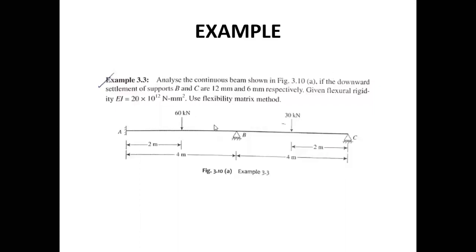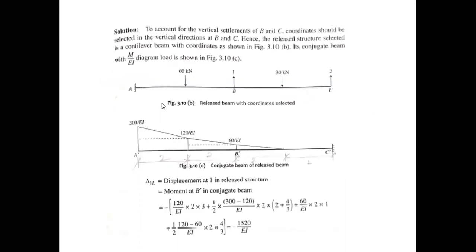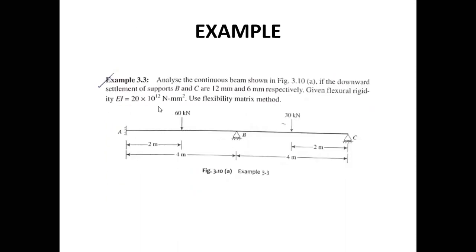So first of all, step number one will be drawing an M upon EI diagram for this. Before that, we need to know how many coordinates should be there. In this case, at this support, the number of reactions will be 3. At this support, it will be 1. At this support, it will be 1. So total, it will be 5.